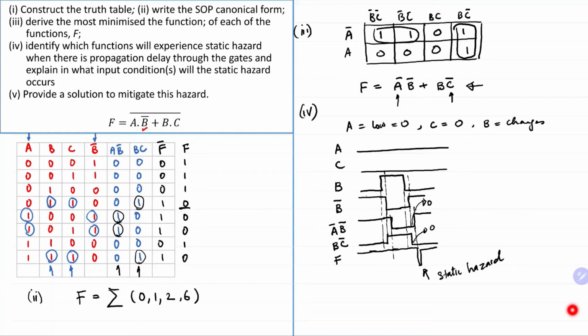Okay, so when A is 0, C is 0, B going from 1 to 0 will give us static hazards. But B going from 0 to 1, here, there's no hazards in this case. So it's only when B goes from 1 to 0.